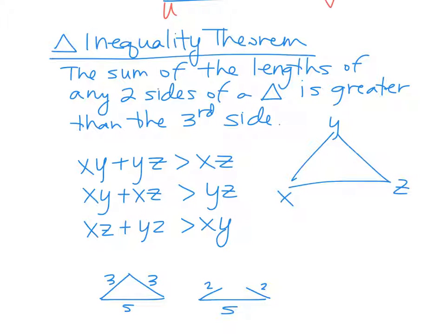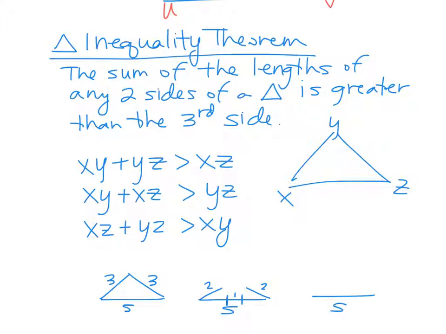Even if I laid those flat, the 2 and 2 would go to here and here. I'd have this 1 unit gap in between. So I should be able to add 2 plus 2, and it equals more than the third side. Well, 2 plus 2 is 4. That does not equal more than 5, right? Even if they're equal to each other.